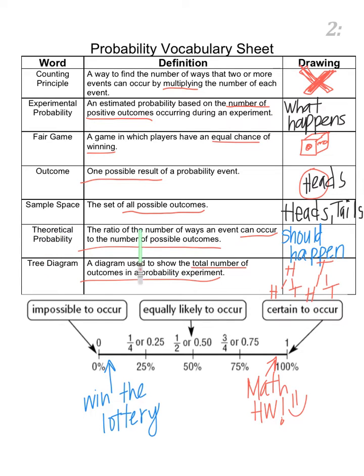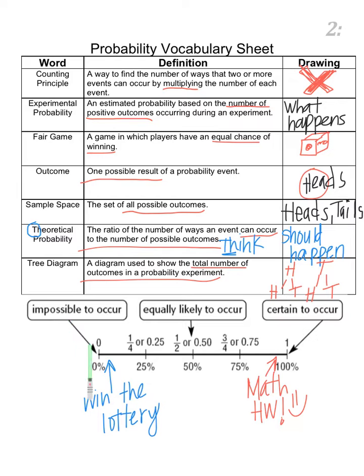Theoretical probability is what should happen, or I'm going to make a note, what you think will happen. So TH for think, and then TH for theoretical. And then finally tree diagram, which we're going to talk about today.